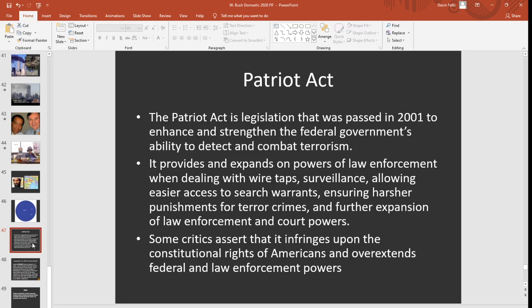There are critics of the Patriot Act, and most of those critics will assert that the problem is that the more power we give to the federal government to do things like surveil people and search their private property and their belongings, the less freedom we have, the more rights we give away to the federal government. And so that last bullet point says some critics assert that it infringes upon the constitutional rights of Americans and overextends federal and local law enforcement powers.